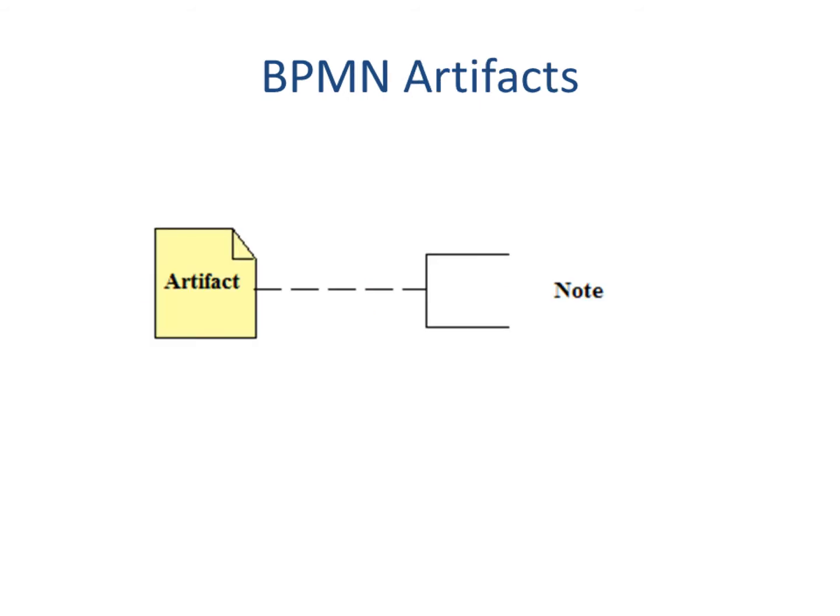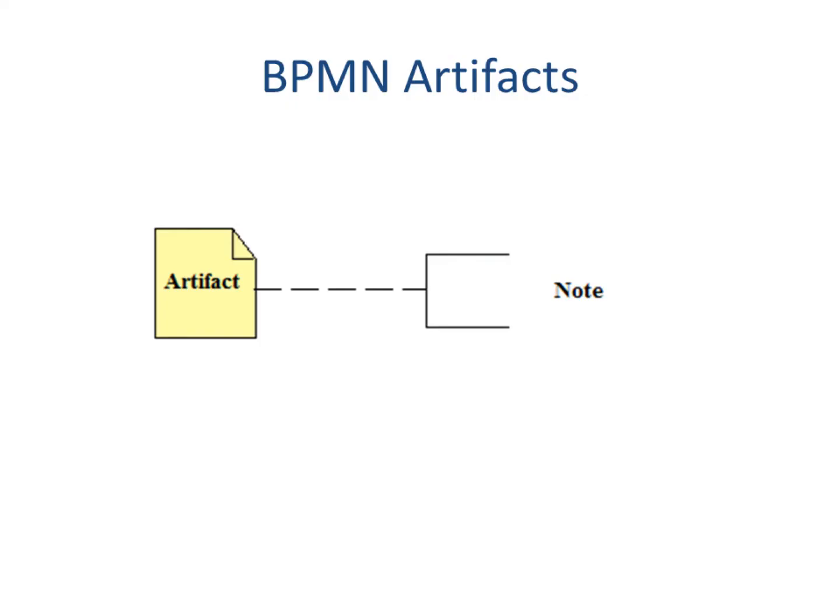Artifacts are used to provide additional information about the process and are represented by a data object, a group, and an annotation. A data object is represented by a square symbol with the top right corner of the symbol turned down. Artifacts are used to provide information about the process or elements defined or produced within the process, but do not affect the process. Data objects are connected to other BPMN symbols by an association flow.